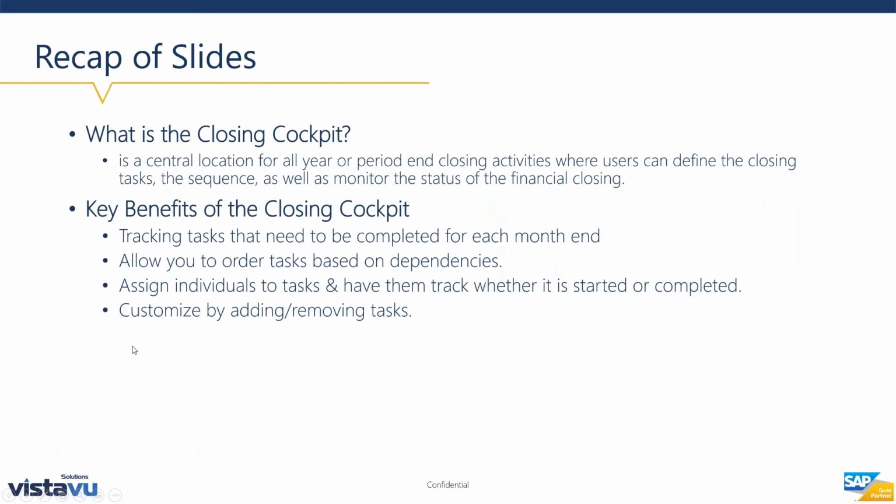So a recap of the slides. What is the closing cockpit? Well, the closing cockpit is a central location for all year or period end closing activities, where users can define the closing steps, their sequence, as well as monitor the status of the financial closing. So what are the key benefits? You can track tasks that need to be completed for each month end. It allows you to order tasks based on dependencies. You can assign individual tasks and have them track whether it's started or completed. And you can customize by adding or removing tasks.